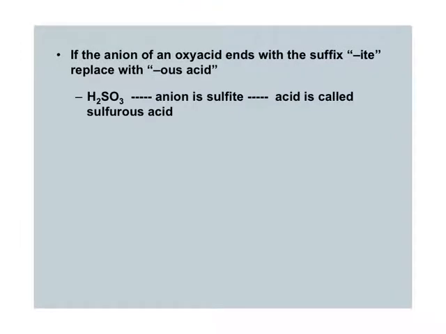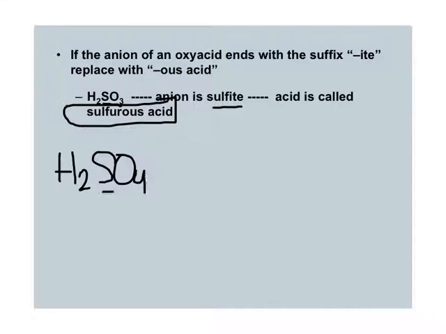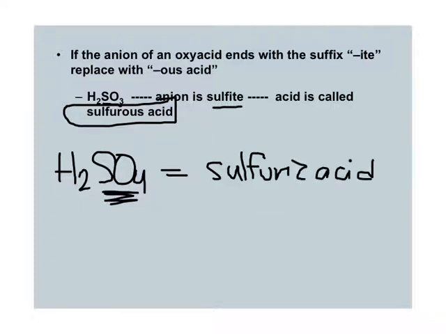Like I said before, if the suffix ends in ite, you replace it with ous. So here, this is sulfite, SO3, so it goes from sulfite to sulfurous acid. Now, if it had been H2SO4, that would have been sulfate right there. That one is sulfuric acid. So keep in mind, ates go to ic acid and ites go to ous acid.